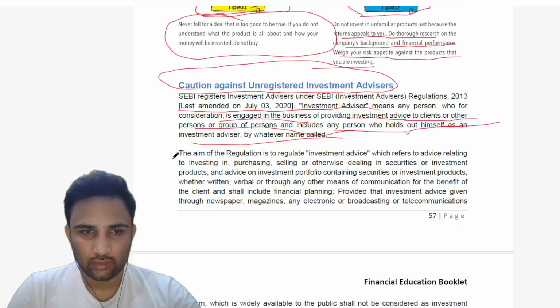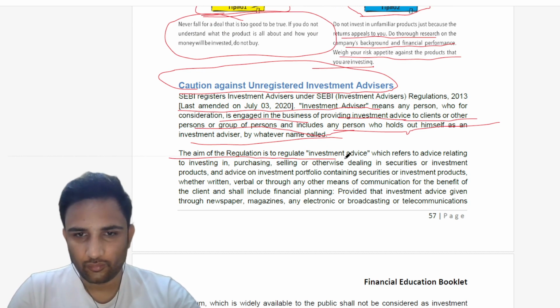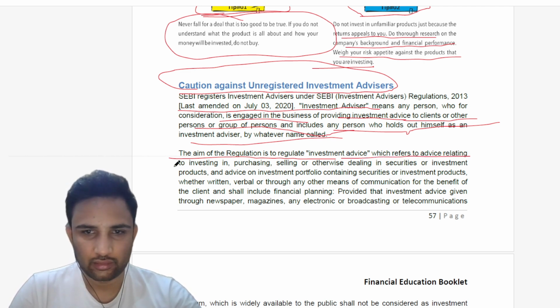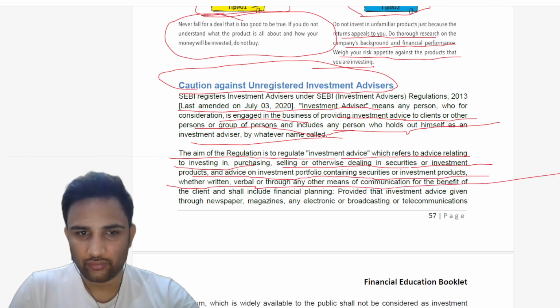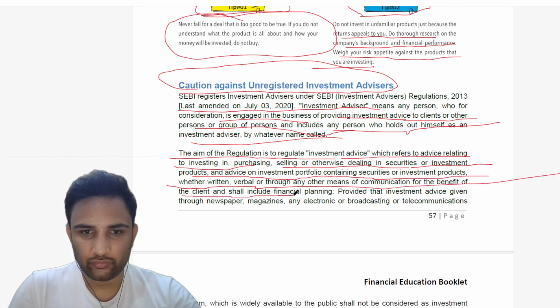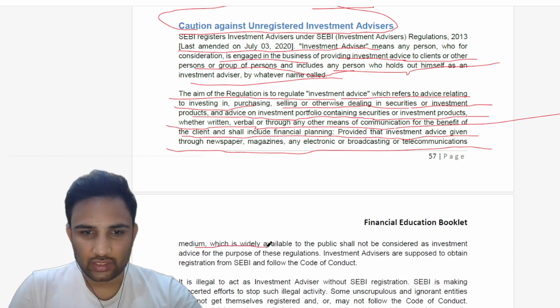by whatever name called. The aim of the regulation is to regulate investment advice, which refers to advice relating to investing in, purchasing, selling, or otherwise dealing in securities or investment products, and advice on investment portfolio containing securities or investment products, whether written, verbal, or through any other means of communication for the benefit of the client, and shall include financial planning, provided that investment advice given through newspaper, magazines, any electronic or broadcasting or telecommunications medium, which is widely available to the public, shall not be considered as investment advice for the purpose of these regulations.